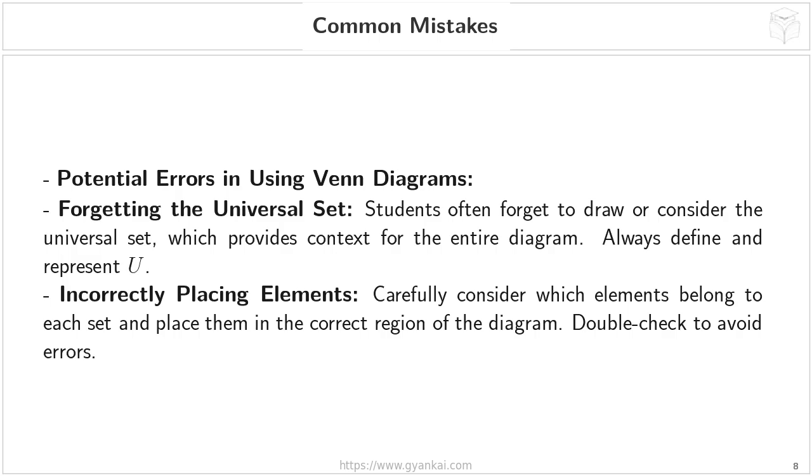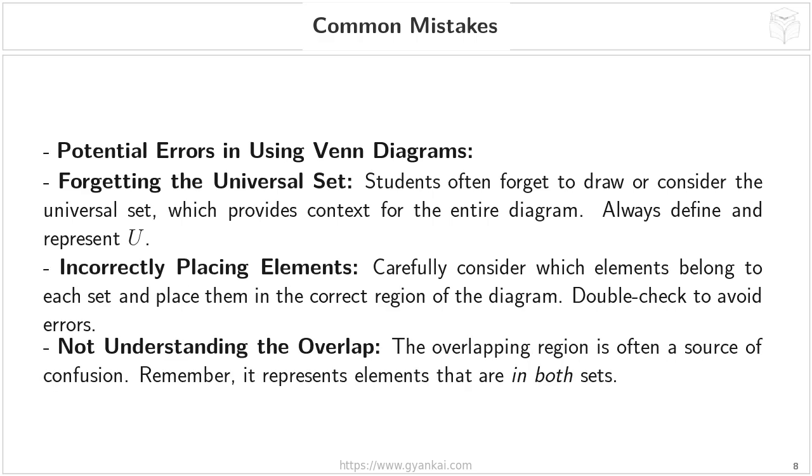Next up is incorrectly placing elements. This is pretty straightforward. When you have your sets defined, and you know what elements belong in each, you need to be careful about where you put them in the Venn diagram. Think critically about whether an element belongs to set A, set B, both, or neither. Double-check your work. A small error in placement can completely change the outcome of your problem.